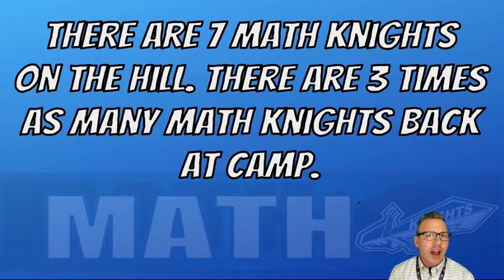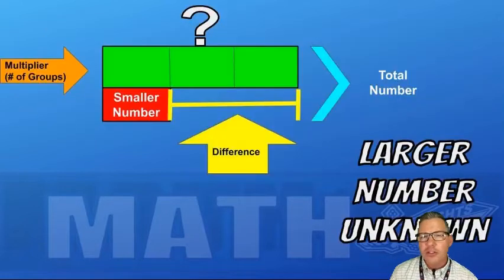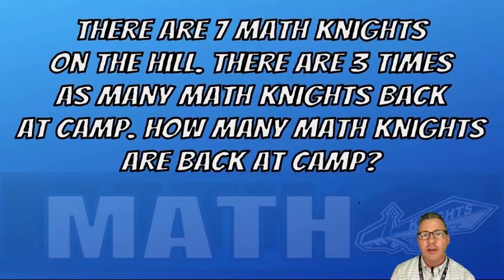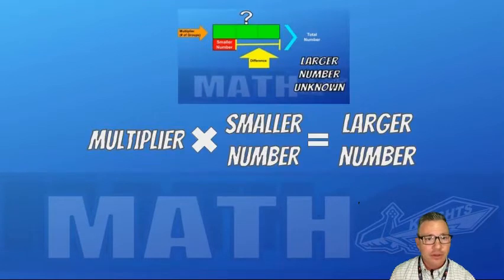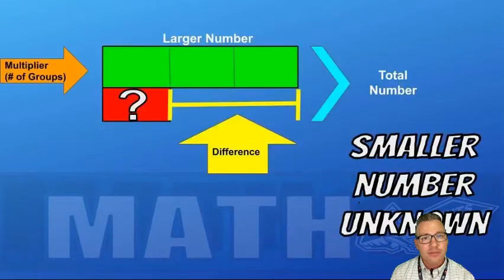So what if I'm asked about the larger number being unknown? Well, then the problem may be asked this way. There are 7 math knights on the hill. There are 3 times as many math knights back at the camp. How many math knights are back at the camp? You would take the multiplier, multiply it by the smaller number in order to get the larger number.